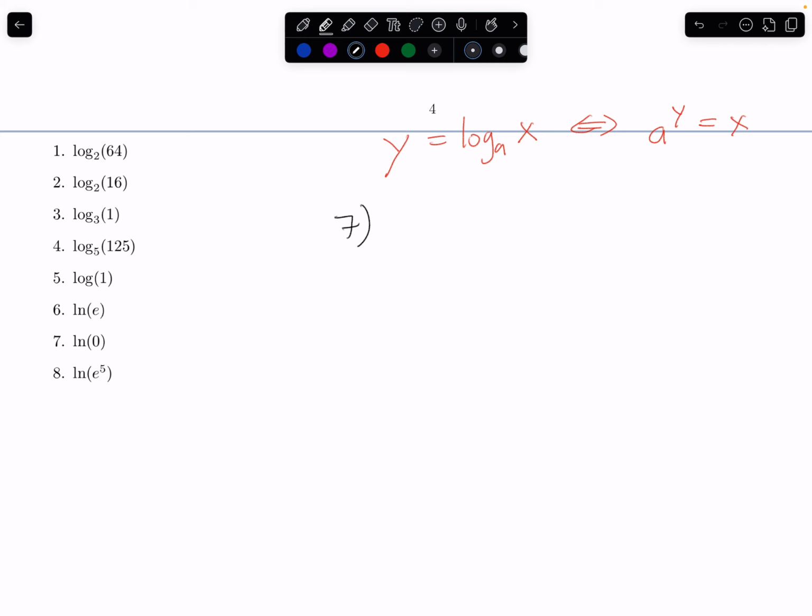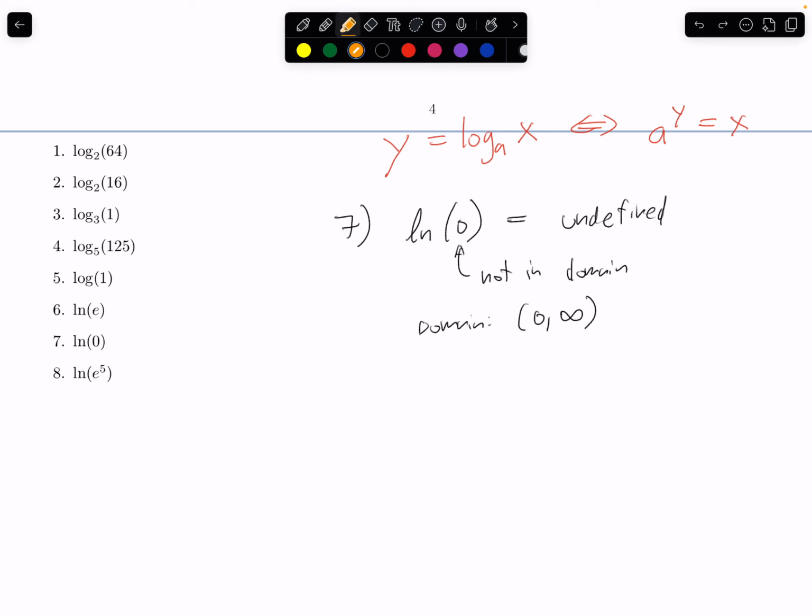Okay, number 7. Another general principle here. This is not possible. It's undefined. And why is it undefined? Because 0, remember, 0 is not in the domain. Remember our domain? Our domain was from 0 to infinity, but not inclusive. You see how this is an open parenthesis here? That means we're not including 0 as a possibility.